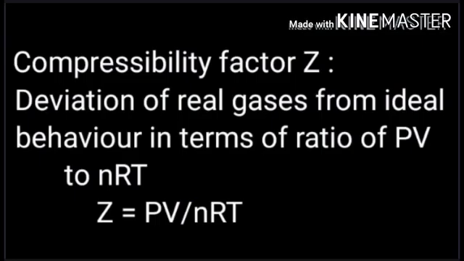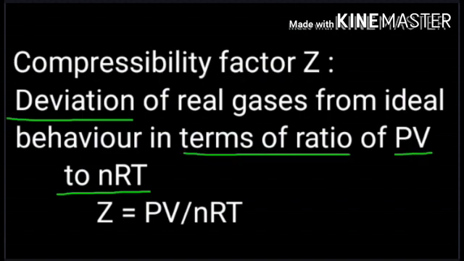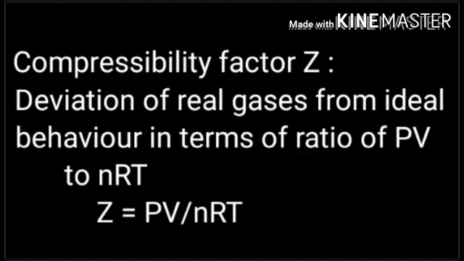Topic: compressibility factor Z. Deviation of real gases from ideal behavior is measured in terms of the ratio of PV to nRT. Mathematically, it is written as Z equal to PV by nRT. P means pressure of gas, V volume of gas, n number of gas molecules, R gas constant, T temperature.